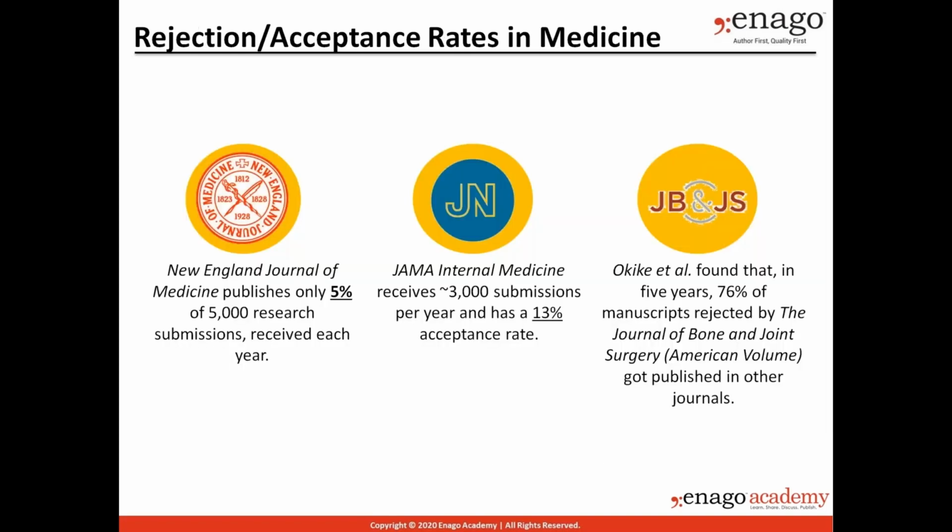So if we zoom in and look at the numbers for some of the very high impact factor journals in the field of medicine, the New England Journal of Medicine publishes only 5% of the over 5,000 submissions that they receive each year. Just to put things in perspective, it is a competitive world out there. JAMA Internal Medicine receives 3,000 submissions and has a 13% acceptance rate. Another study showed that in 5 years, 76% of manuscripts rejected by the Journal of Bone and Joint Surgery got published in another journal.